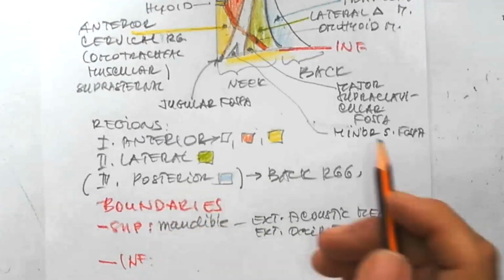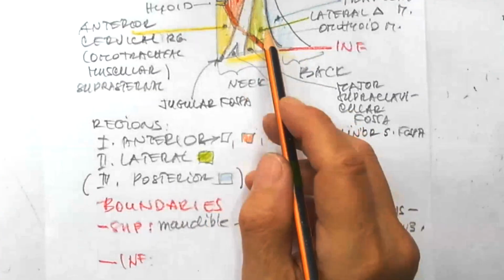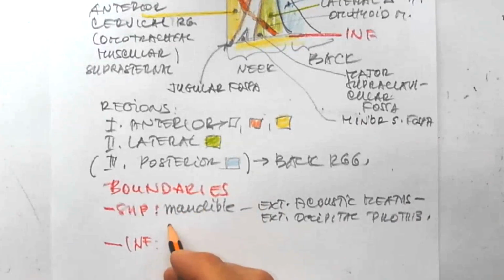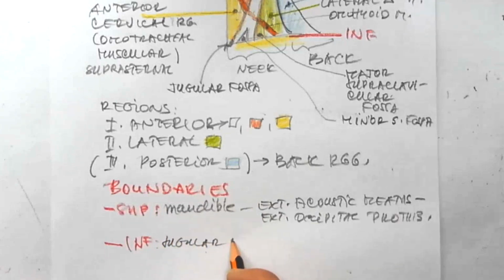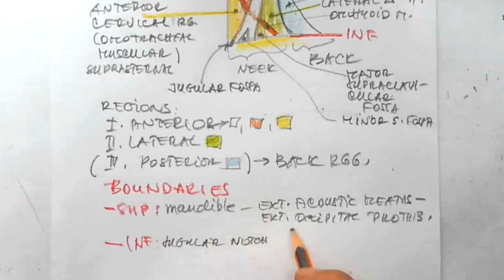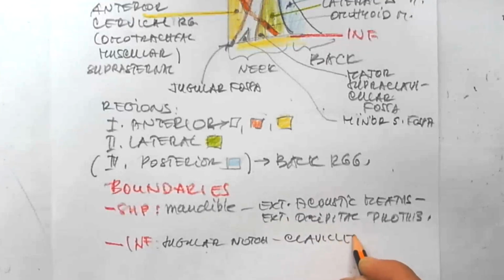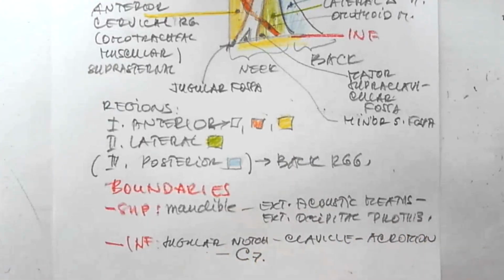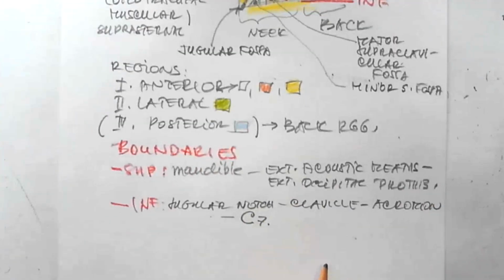And the inferior boundary, or line separating, dividing the neck from the trunk, is easy. This is in fact the jugular notch. That means the handle or manubrium of the sternum. Then the clavicle, along the clavicle, and then the acromion, finally cervical vertebra 7, the spine of cervical vertebra 7. That's it. So we completed everything, and then we start with region number 1.